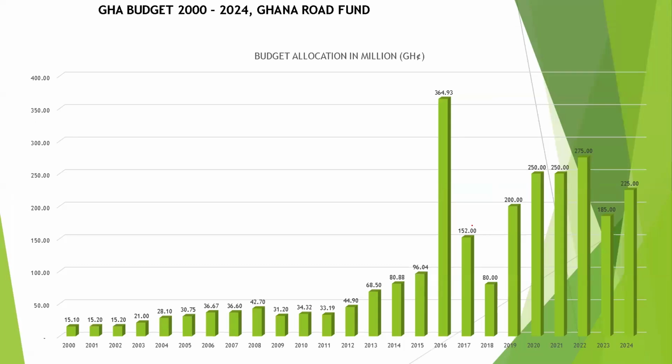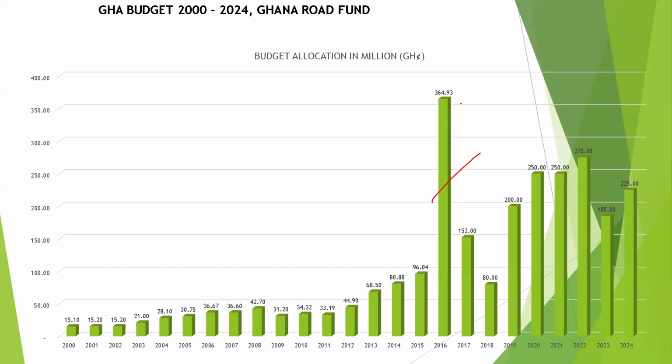These are road fund releases from our road fund board. They have released to us to maintain the roads. Now, these from 2000 to 2024 are the releases in millions. So you can have 15.1 million rising to a peak or a spike of 3,364.993 in 2016, and it has been dwindling over the years.